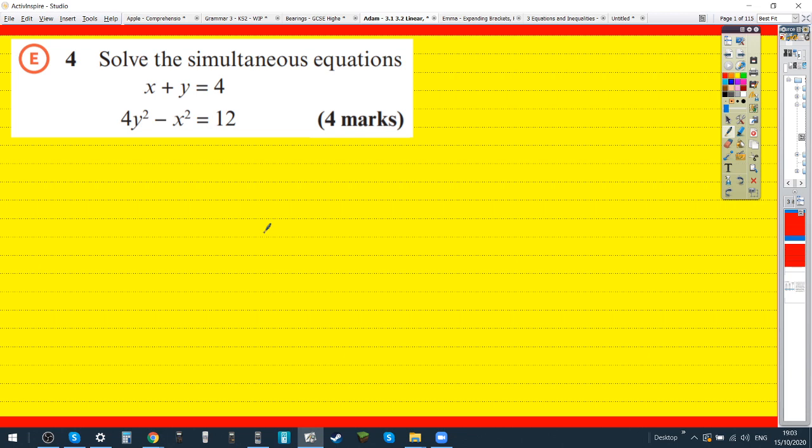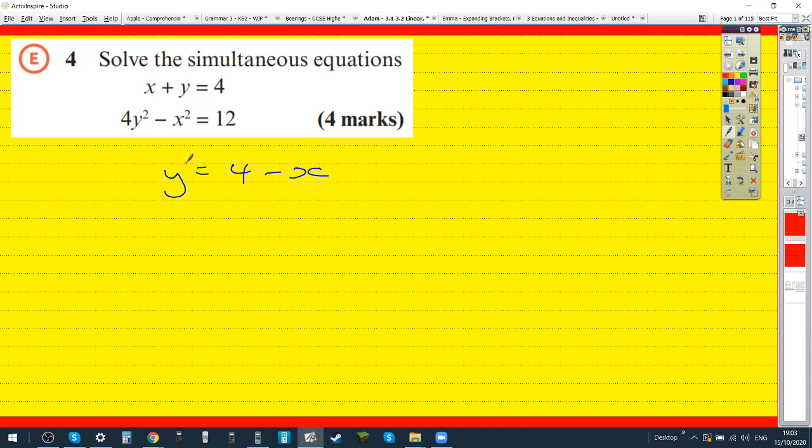I would make the top one, change the top one so it's either x equals or y equals. Y equals 4 minus x. Yeah. And then what would you do with that? And then would you take it away from 4y squared minus x squared?